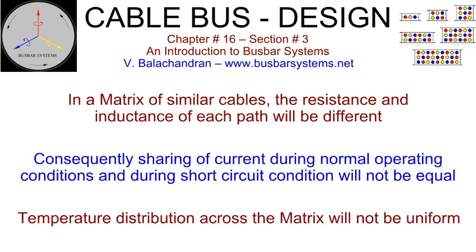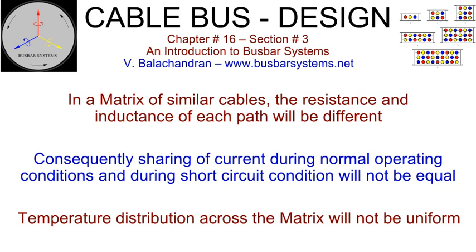A project engineer needs to be aware of a few inherent characteristics of the cable bus. When there are several cables in parallel per phase, it is difficult to imagine that all the cables of the same phase will share equal current. This will depend upon the configuration of rows and columns and the physical location of a cable with respect to the other cables, either of the same phase or of different phases.